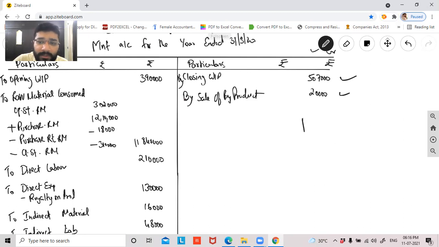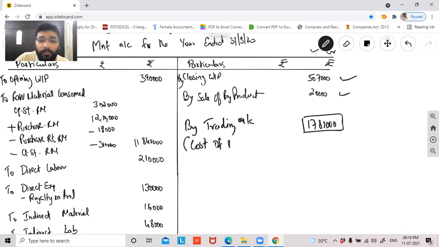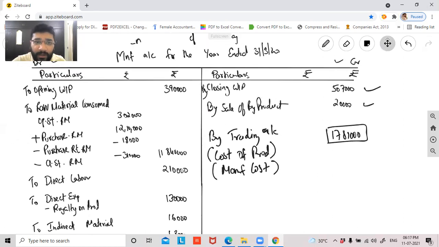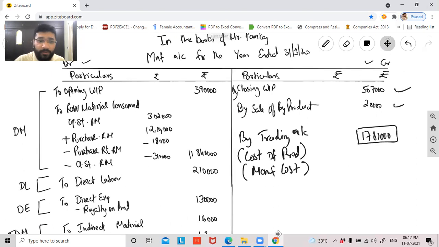So if I minus these two, what is the balance you're getting? 17,81,000, which is by trading account, which means you have to transfer this to your trading account. This is nothing but cost of production, or you can say manufacturing cost. So this is your manufacturing account, guys. This is your manufacturing account for 5 marks, I guess. I think not more than 5 marks.